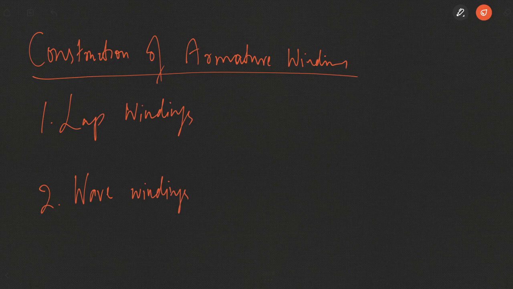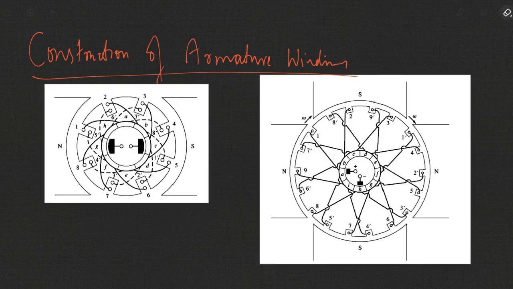In case of lap winding, I'll show this through an image. So these are your lap windings. This is your lap winding and this is wave winding. So what is the difference in these two? This is your armature. The slots have been numbered 1 2 3 4 and so on.